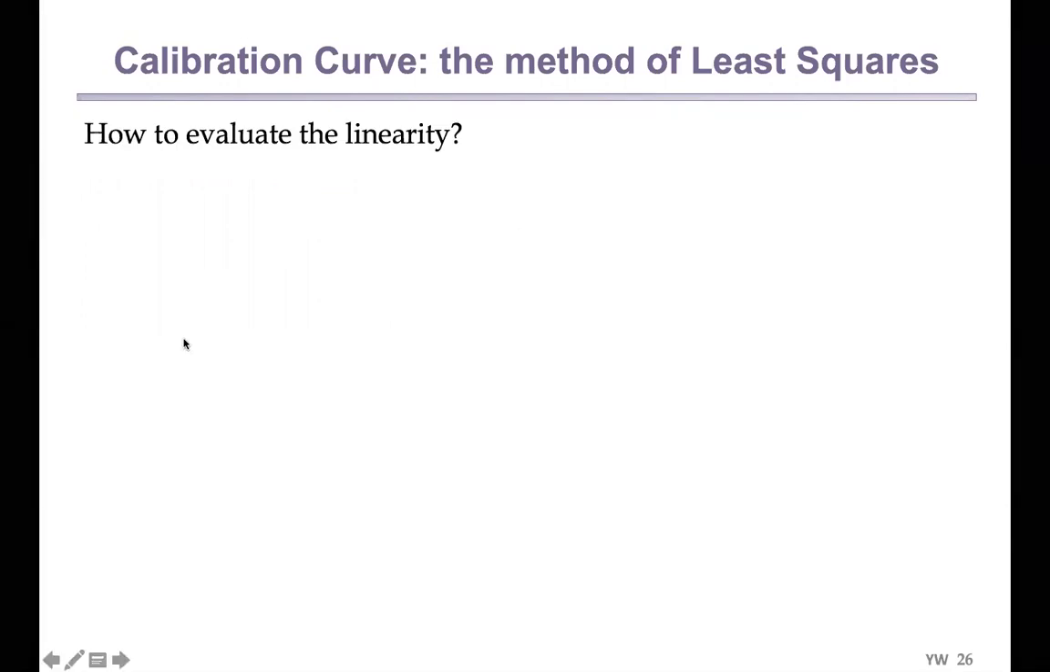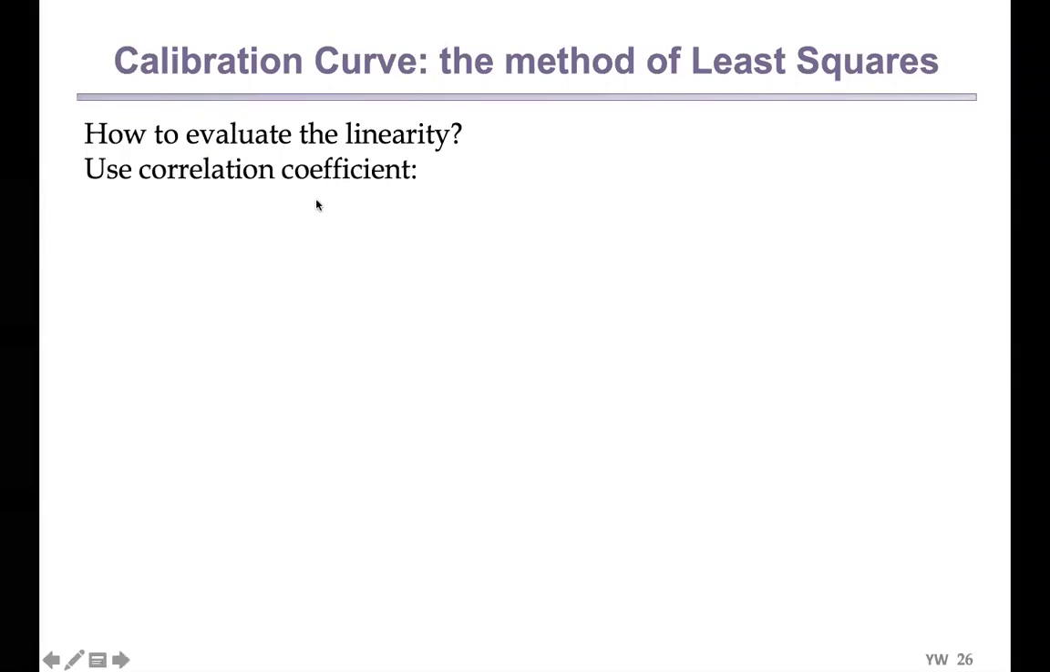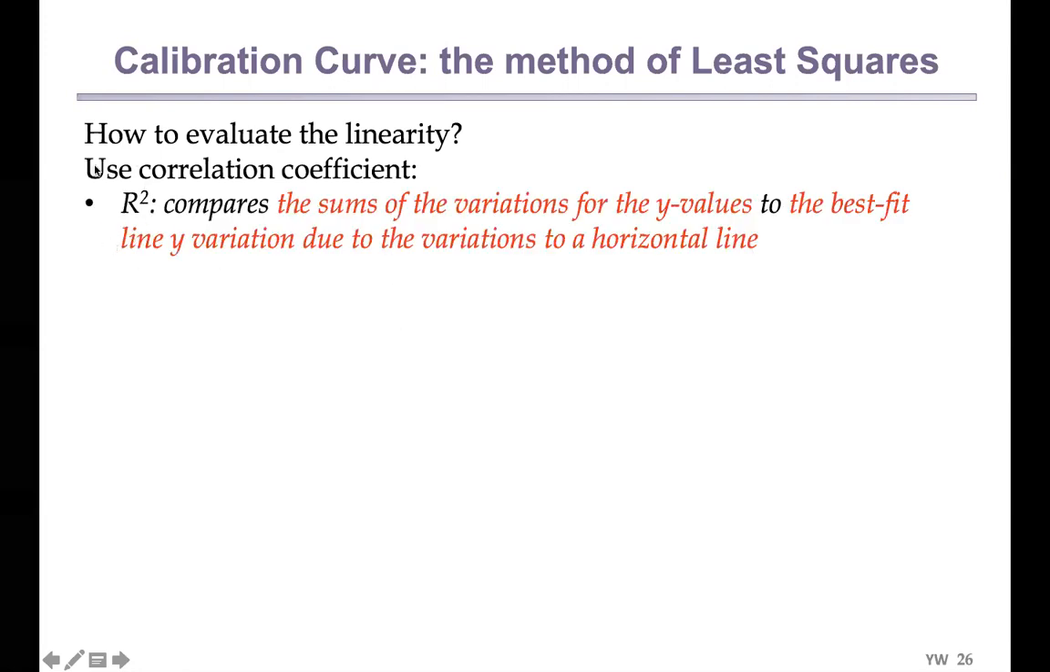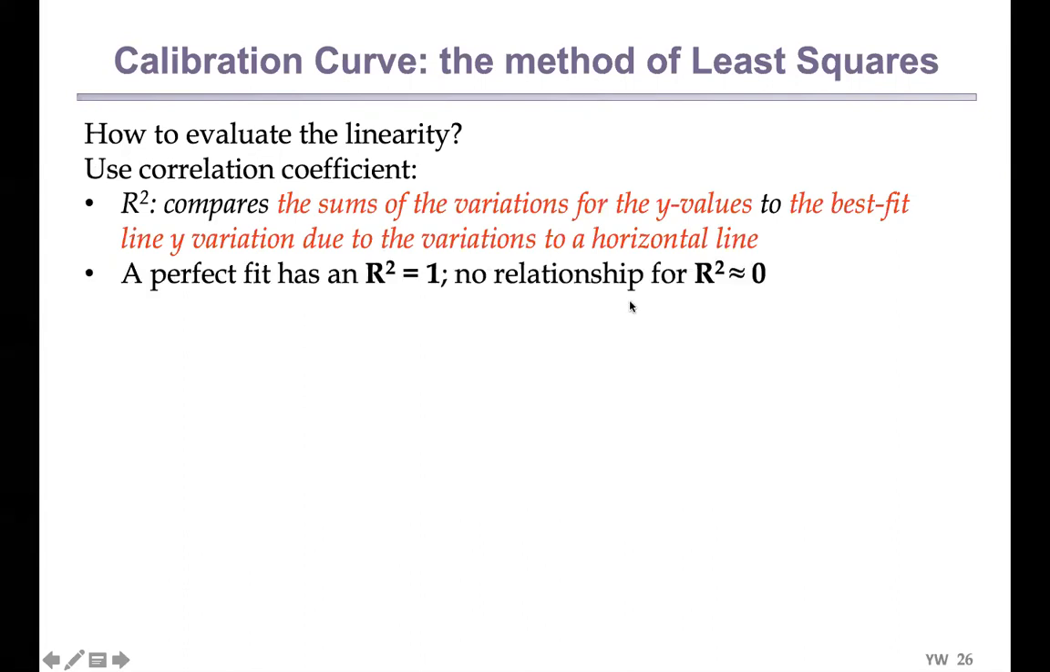And if you have used Excel for generating a calibration curve, you're probably familiar with a parameter called R square, right? That is a value for evaluating the linearity of the fitting, which is called the correlation coefficient, R square. Okay, so R square compares the sum of the variation for the y values to the best fit line with the variation relative to a horizontal line. Okay, this sounds a little bit complicated, but overall what it means is this.